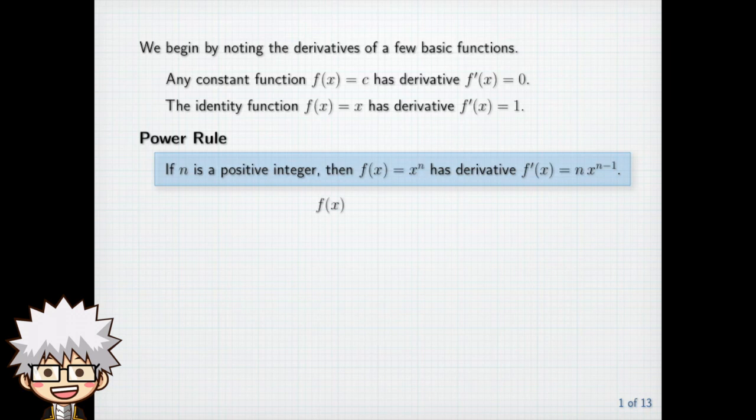For example, the derivative of x squared is 2x to the first power. The derivative of x to the fifth is 5x to the fourth power. Now let's try to see why the power rule works.